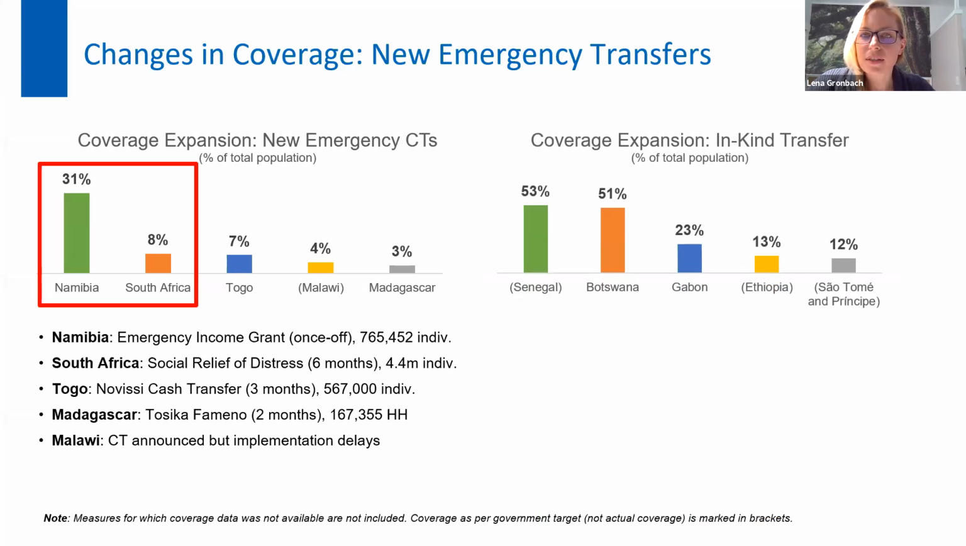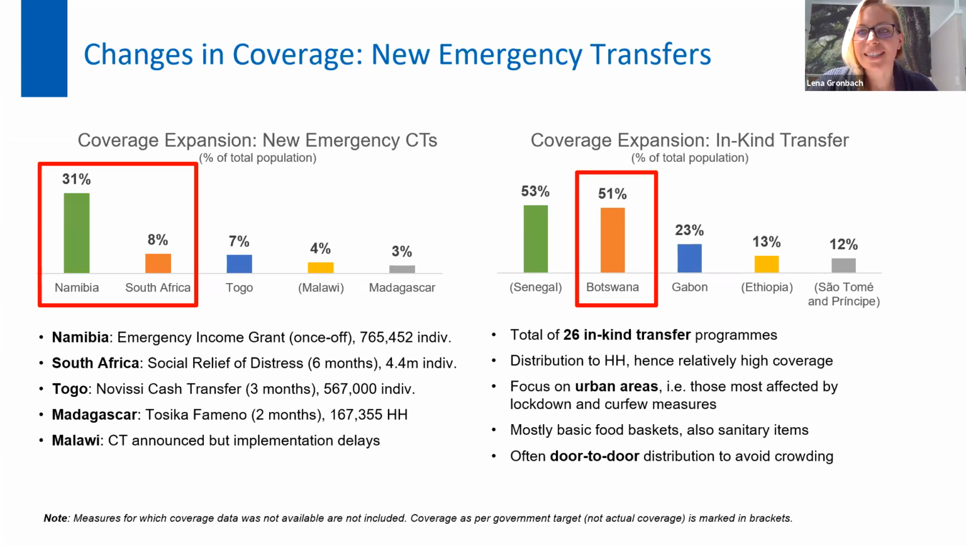And then on the right, you see the same for in-kind transfers, so mostly food, in some cases also hygiene products. And I think what stands out is that the coverage, at least in terms of percentage of population, looks much higher. As you can see, Botswana here managed to reach more than half of the population with food transfers. But what must be noted is that that's also because most of those programs distribute to households, not to individuals. So one food parcel reaches between 3 and 8 people, depending on the country. So obviously in terms of numbers, you will have a much higher coverage compared to cash transfers.